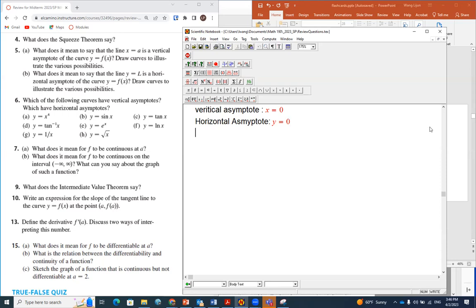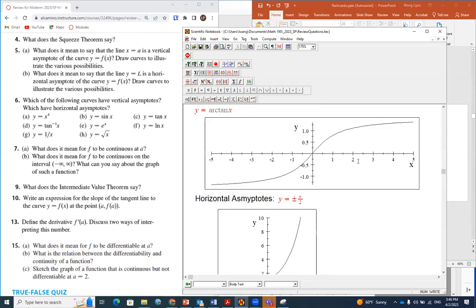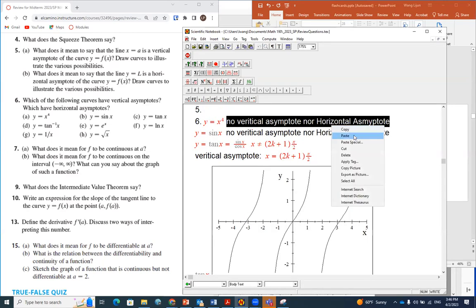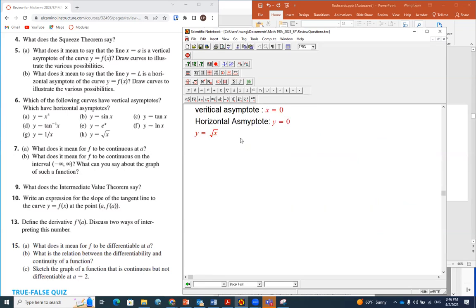Last but not least, number 6 is this other function, y equals the square root of x. This function does not have any asymptote. Okay, this function has no vertical asymptote nor horizontal asymptote.